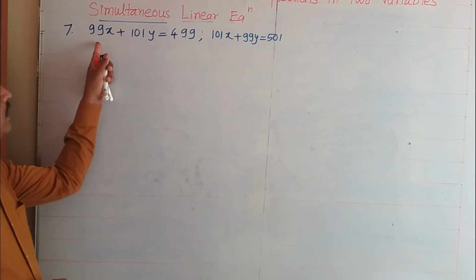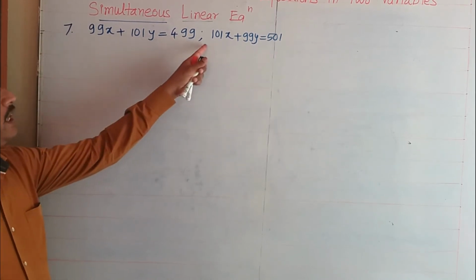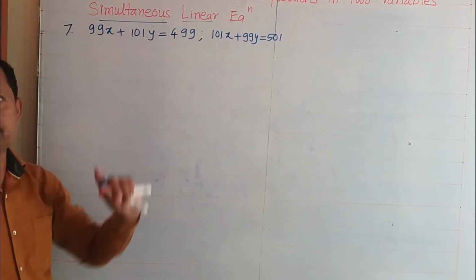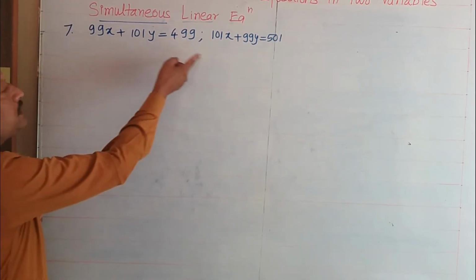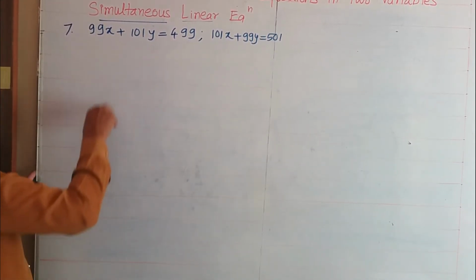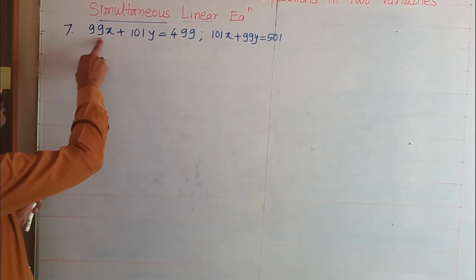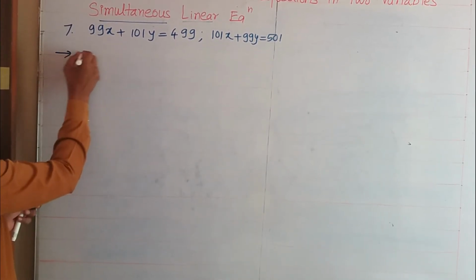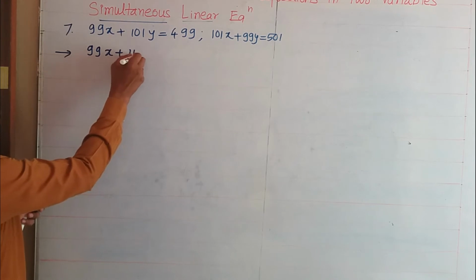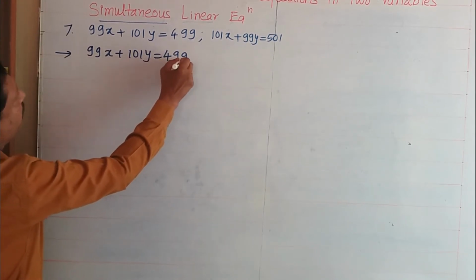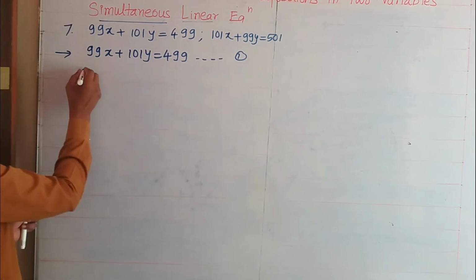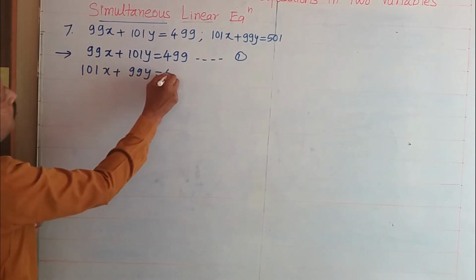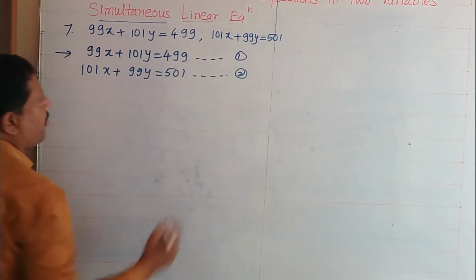Now in this example, if we observe, we can find that the coefficients of the variables get interchanged, and interchange means adla badal zaleli aahe. And also note one thing, the coefficients are large numbers. So let us name the equations: 99x plus 101y is equal to 499, equation number 1, and equation number 2 is 101x plus 99y is equal to 501, equation number 2.